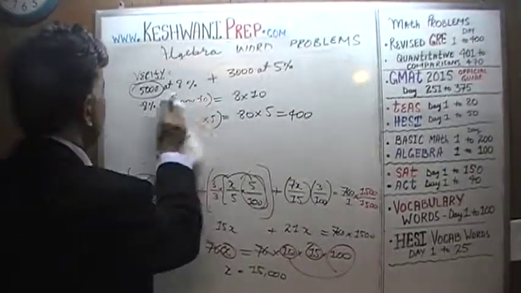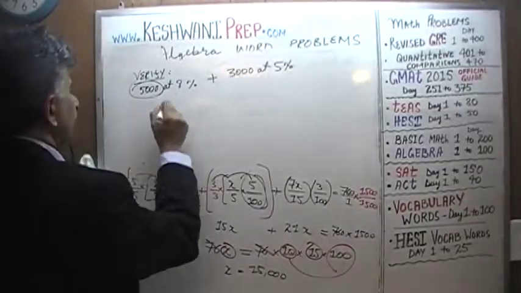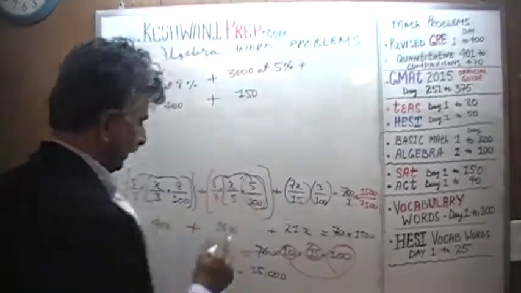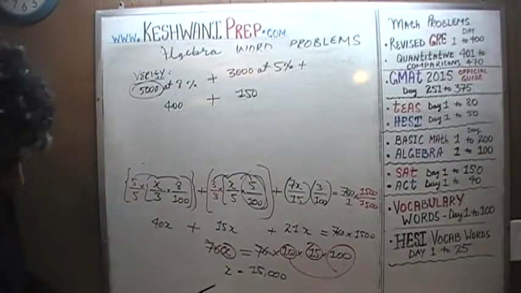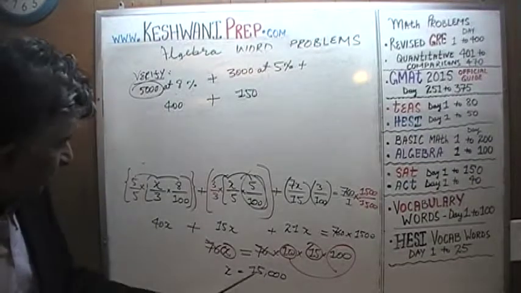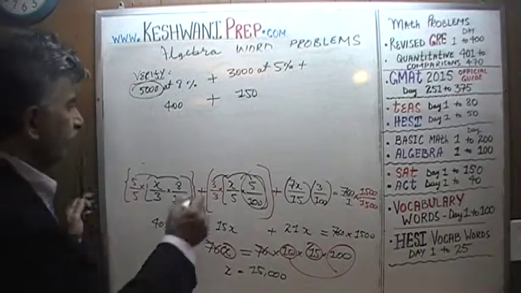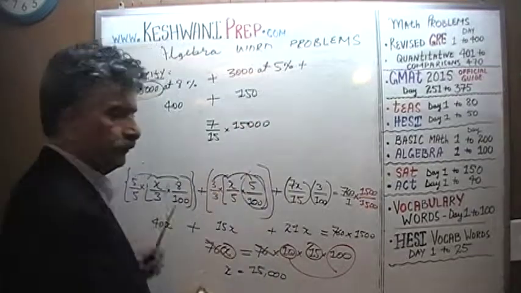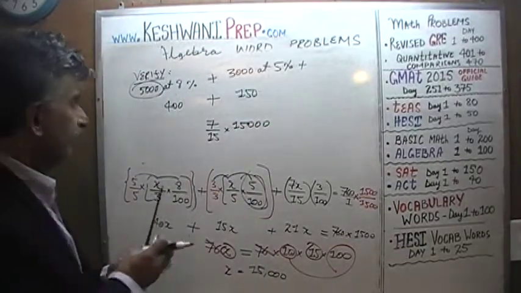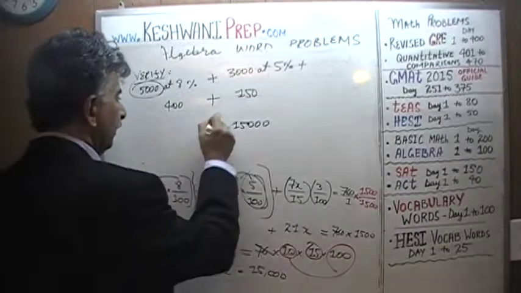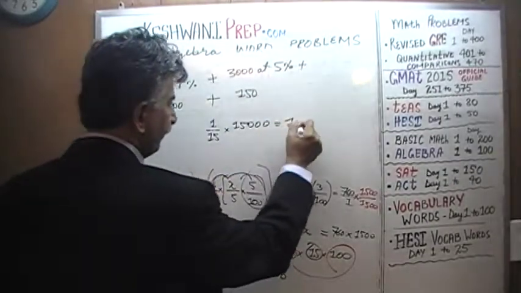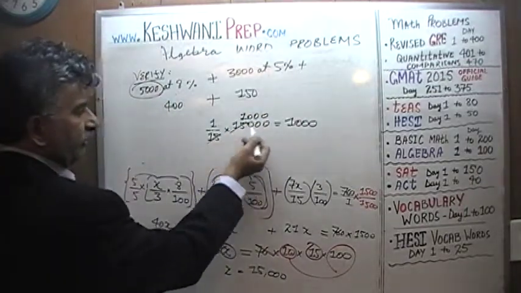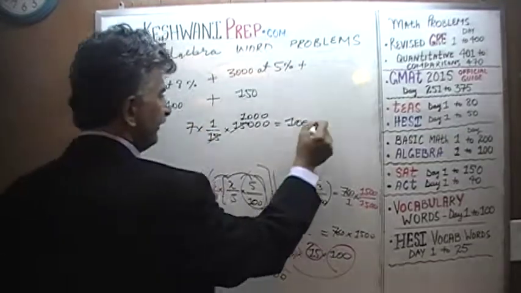Let's erase this, we need the room. So this amount turns out to be 400, this amount we just said is 150, and finally we have 7/15 of 15,000. Well, 7/15 of 15,000 is very easy, because 1/15th of 15,000 is just 1,000. The 15 is going to cancel out. So 7/15 is going to be 7,000.